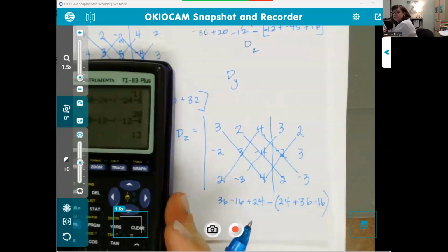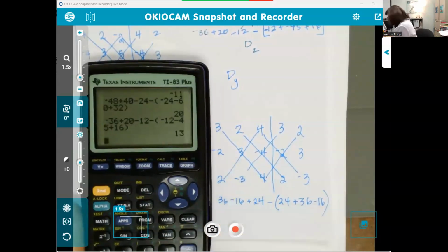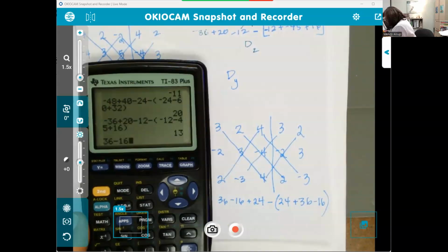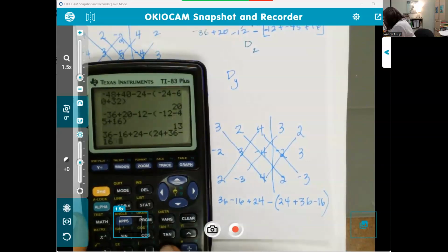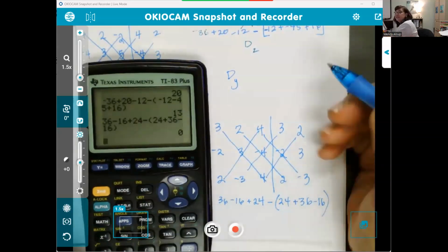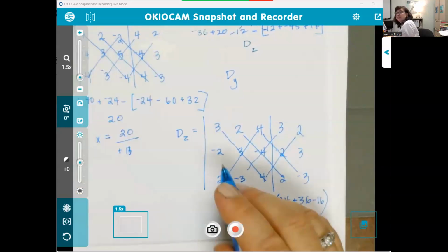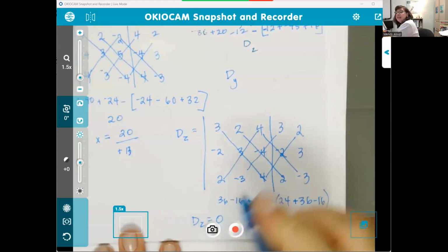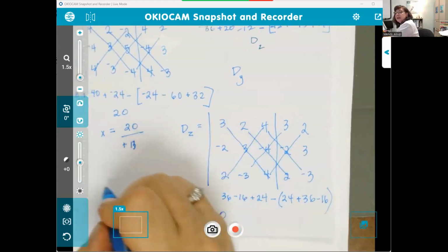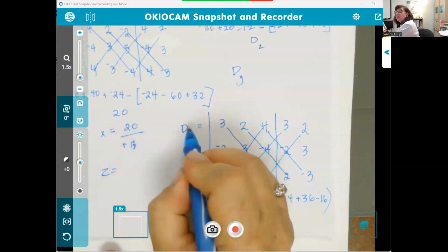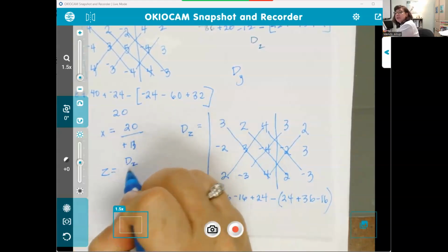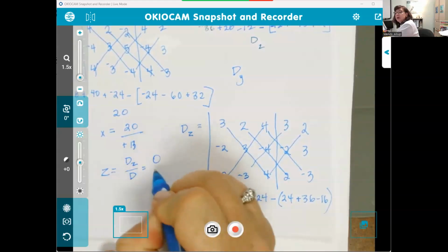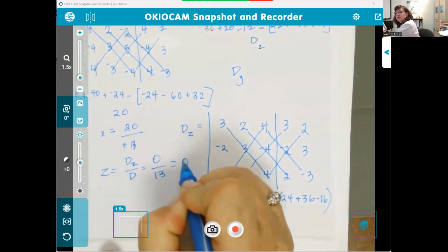What do we get here? 36 minus 16 plus 24 minus all of these guys, 24 plus 36 minus 16. What do we get? 0. So our d sub z is 0. Okay, so then if d sub z is 0, that means the z value is going to be the d sub z over the d, so 0 over 13, which equals 0.